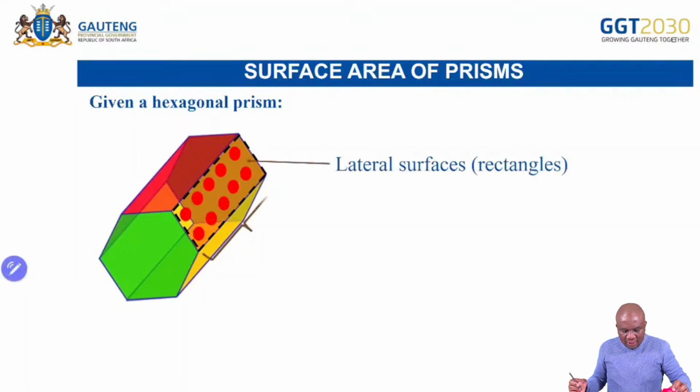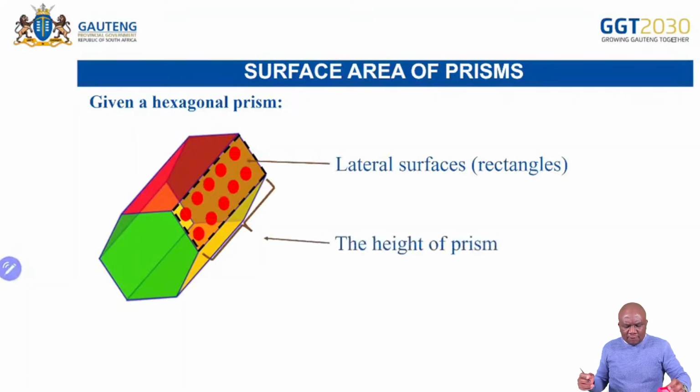One important thing that we need to understand is the height of the prism. What is the height of the prism? It is the distance between the 2 bases. We have the base and then the base, and this distance between them, that's the height of the prism. Let me try to show you the difference between the height of the prism and the height of the base, using the triangular prism.